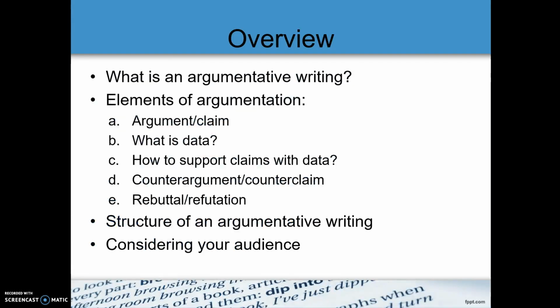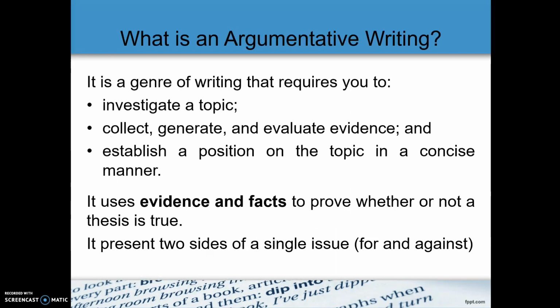To begin with, let's have a look at the overview. So we're going to cover what argumentative writing is, what the elements of argumentation are, including argument or claim, what data is, how to support claims with data, counterarguments or counterclaims, rebuttal or refutation, and then we're going to look at the structure of an argumentative writing, and lastly, considering the audience.